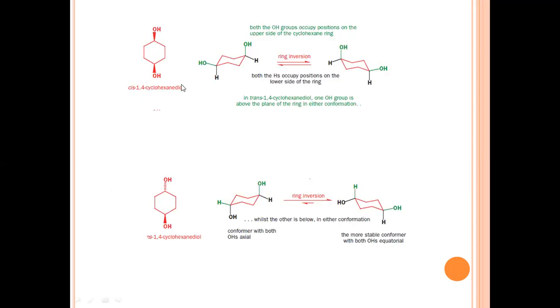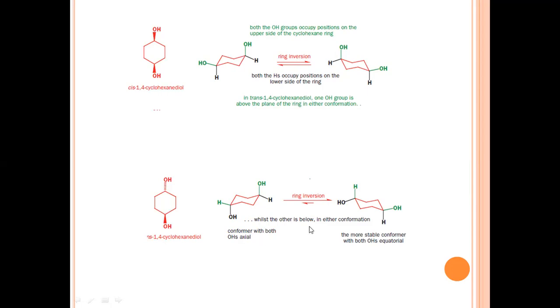So this diagram shows that in the case of 1,4-cyclohexane diol, if both hydroxyl groups occupy positions on the upper side of the cyclohexane, that is the axial position, then the remaining hydrogen atoms both occupy positions on the lower side. In this case, the hydroxyl groups are above the plane of the ring, and they show the two conformer structures.